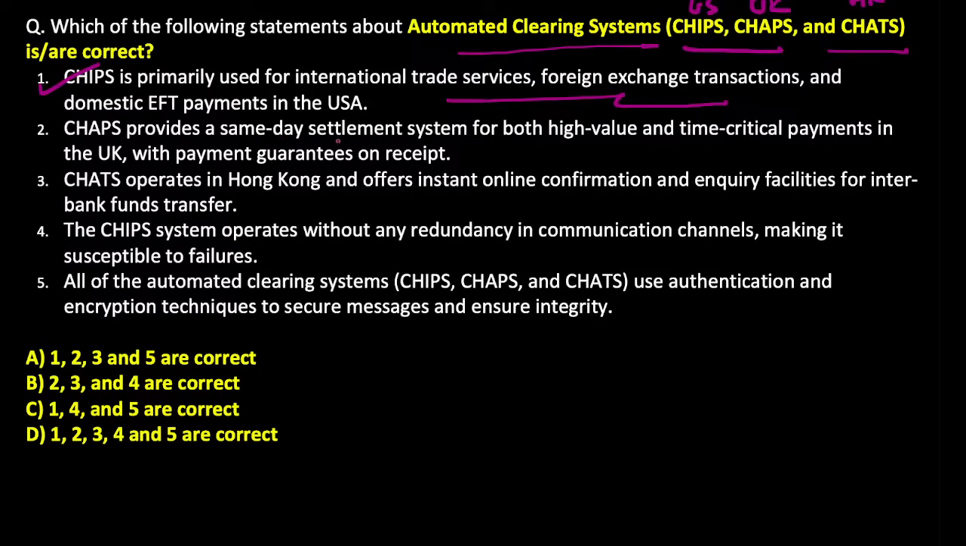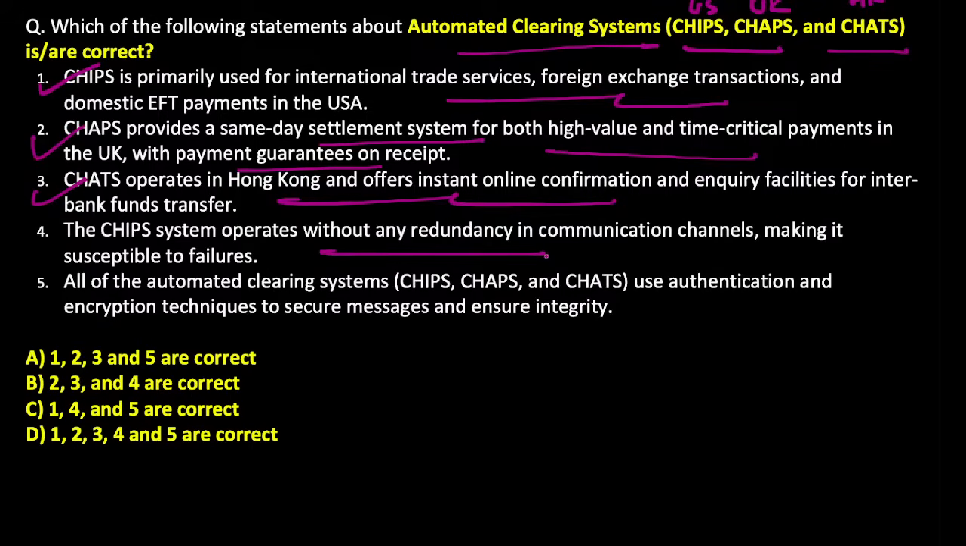CHAPS provides a same-day settlement system for both high-value and time-critical payments in the UK with payment guarantee on receipt, which means these are irrevocable systems. CHATS operates in Hong Kong, offering instant online confirmation and inquiry. The CHIPS system operates without any redundancy in communication channels, making it susceptible to failures. No, it should be wrong.